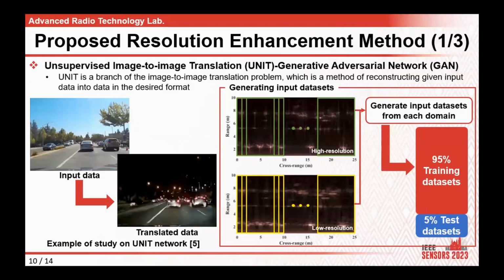Additionally, input data sets such as a training data set and a test data set are required for running the UNIT network. The generative process of the input data set is as shown in the figure on the right. Input data sets for each domain are generated by sliding a window with a length of 8.5 meters in the azimuth direction at 1% interval. Among the generated data, 95% is used as training data, and the remaining 5% is used as test data for verification.